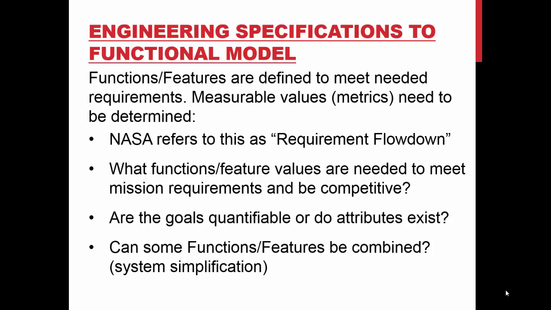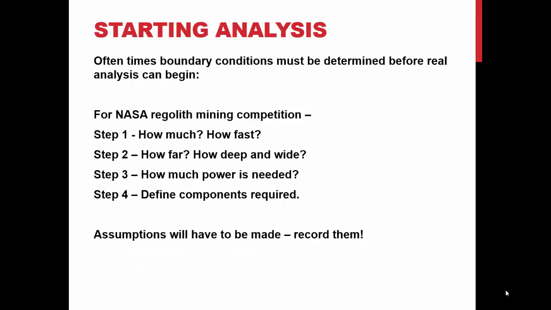So we have to identify what functions and feature values are needed in order for the system to meet the requirements, or in this case be competitive, and what are the goals that are quantifiable, or does the design have any attributes that exist that have to be tracked. From here we ask ourselves, are there some functions and features that can be combined in the system in order to simplify it?